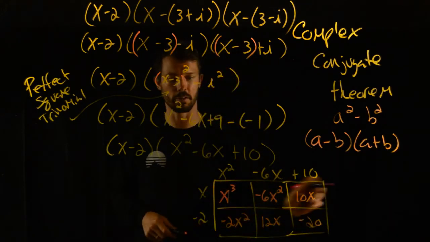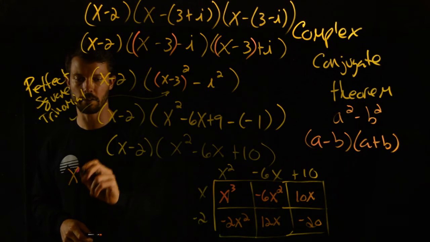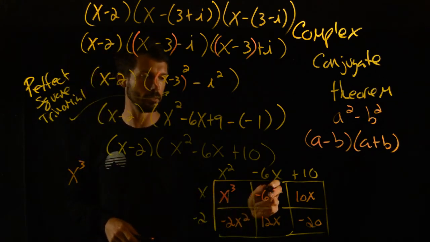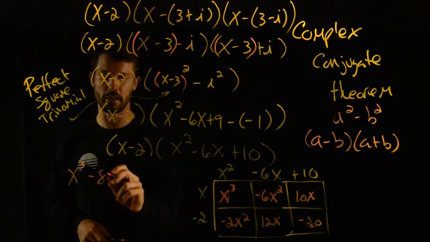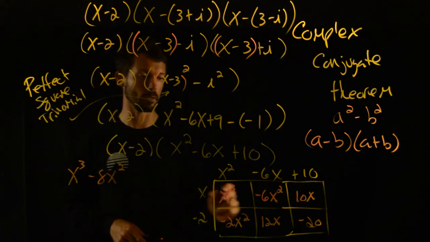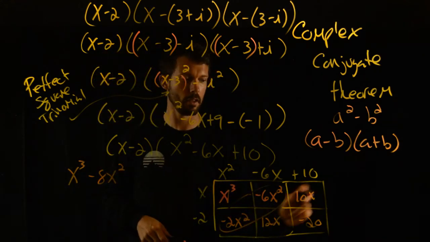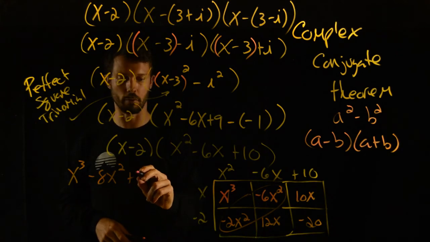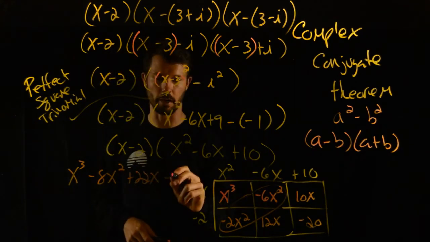All right, so from here we need to simplify. I'm going to actually simplify it over here. x cubed, these two right here will go together and you get negative 8x squared, right? So I'm just combining those like terms. These would combine to be 22x and then minus 20.